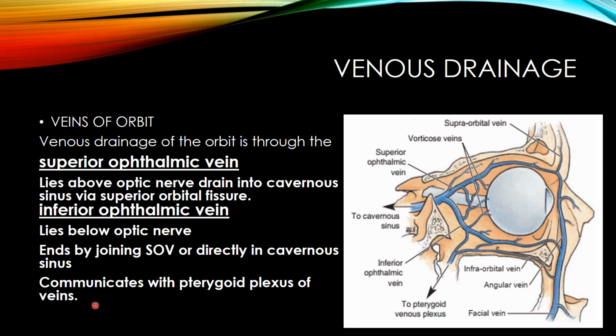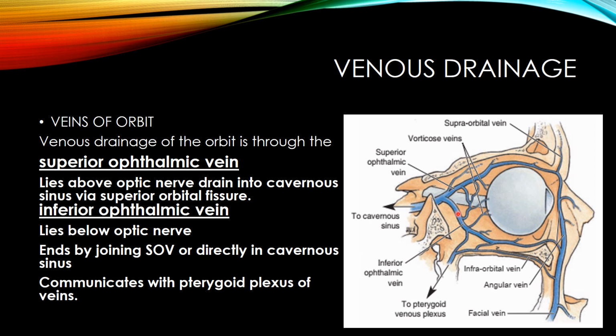The venous drainage of the orbit is through the superior ophthalmic vein and the inferior ophthalmic vein. This is the superior ophthalmic vein. It lies above the optic nerve and drains into the cavernous sinus, passing through the superior orbital fissure. It communicates anteriorly with the supraorbital vein and the angular vein.